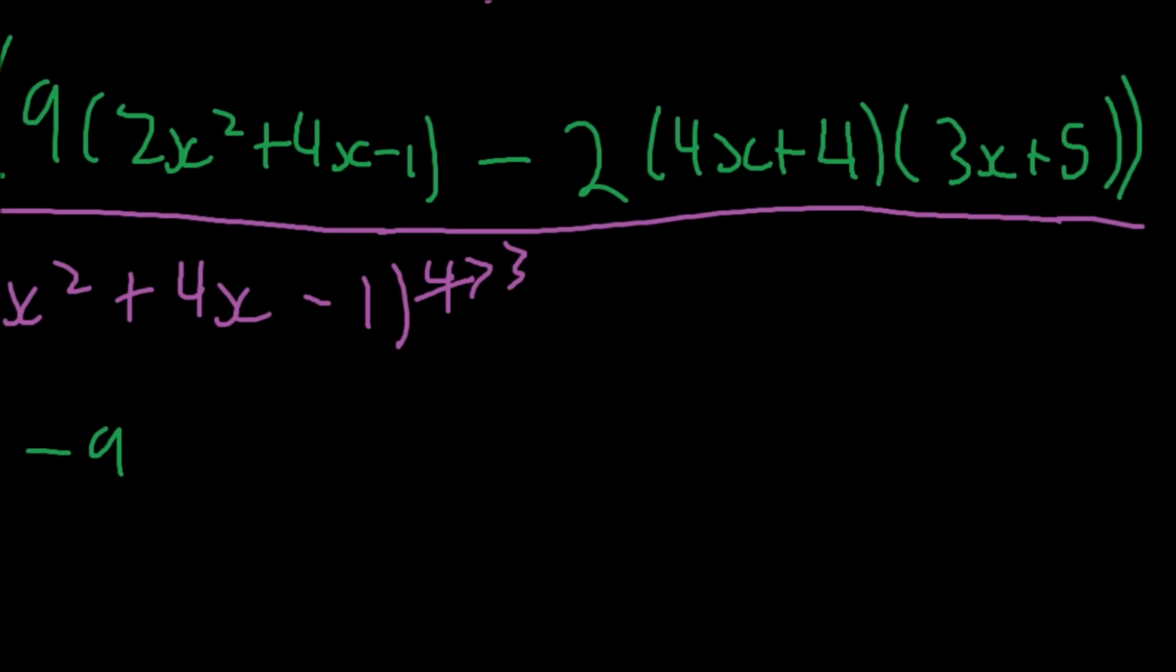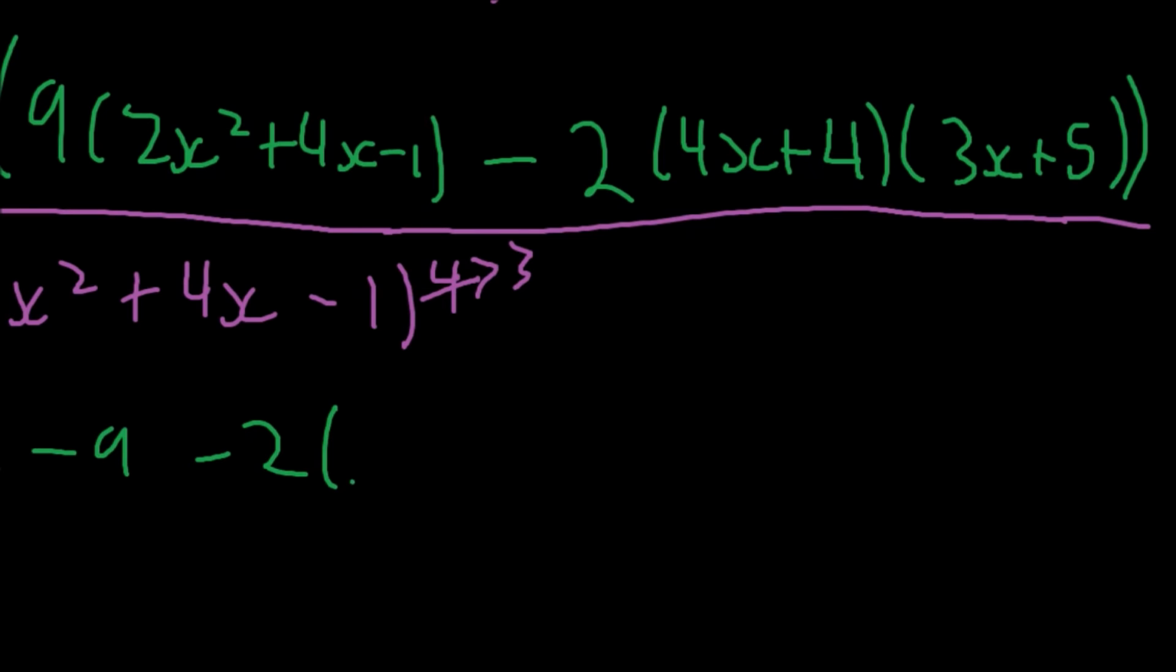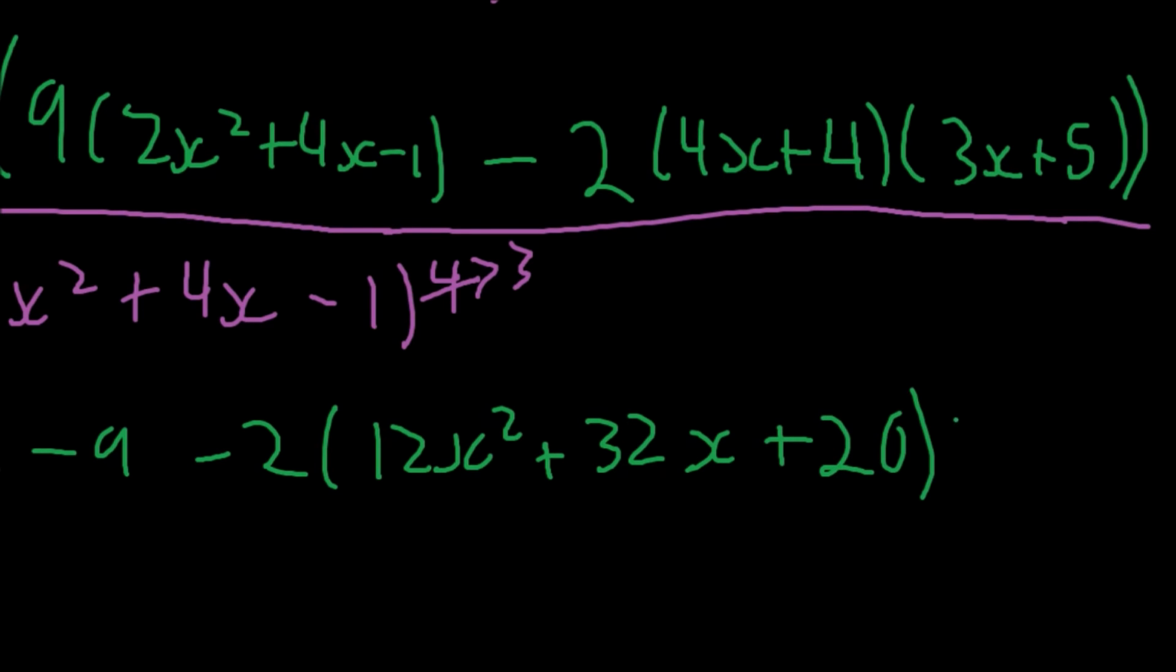And then this will be minus 2. I'm going to leave the minus 2 up front here first. 4 times 3 is 12, x squared. 4 times 5 is 20. 3 times 4 is 12. That's 12 plus 20, 32, x. And then 4 times 5 is 20. So that's going to be plus 20 right there.